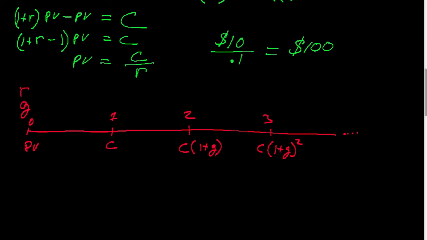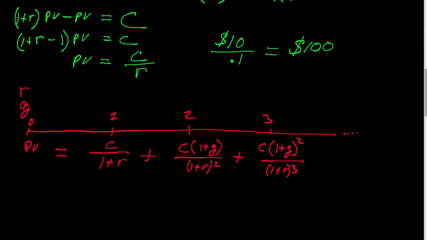So how would we calculate the present value of that? Well, we're going to want to discount by 1 plus R and by 1 plus R squared, 1 plus R cubed. And so the present value is going to equal C divided by 1 plus R, plus C times 1 plus G divided by 1 plus R squared. And again, we have an infinite series. It takes a little bit more algebra to solve this series. But the solution is that the present value of a growing perpetuity is equal to C, which is the first cash flow, divided by R minus G.